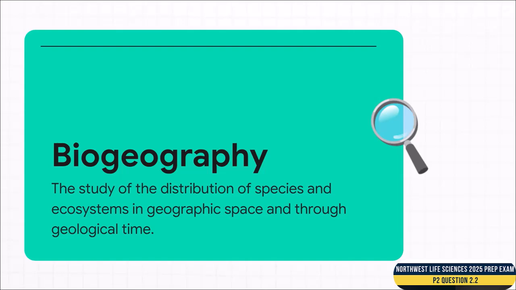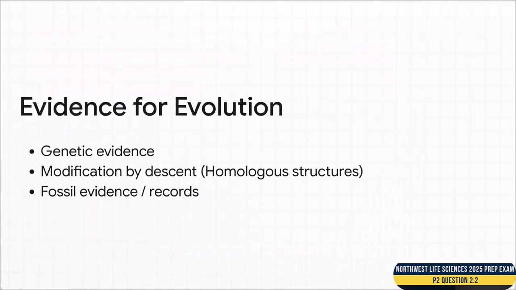It then asks what kind of evidence for evolution this represents. The answer? It's just one word, for 1 mark, biogeography. That's it. It's all about where species live around the globe and why. Easy mark. All right, next up, question 2.2.2 asks for 3 other lines of evidence.